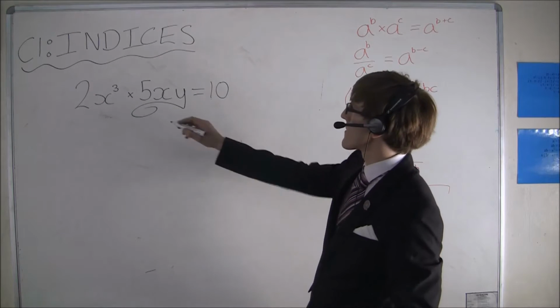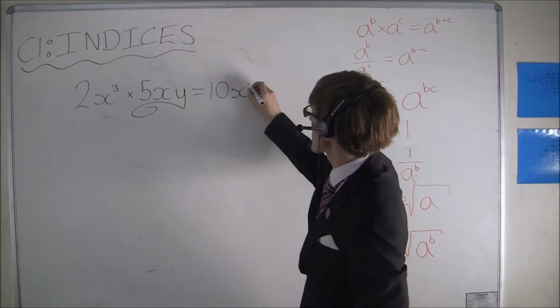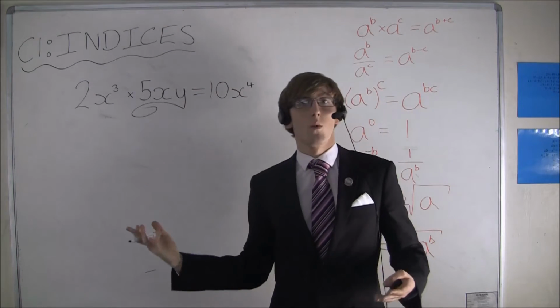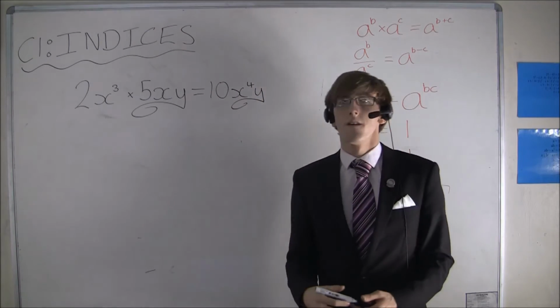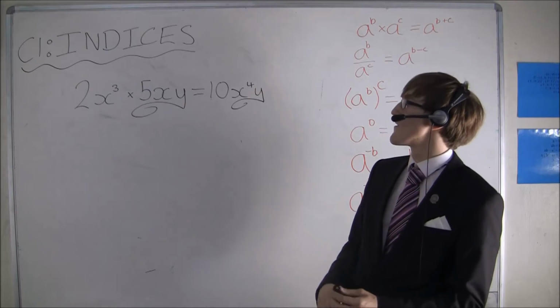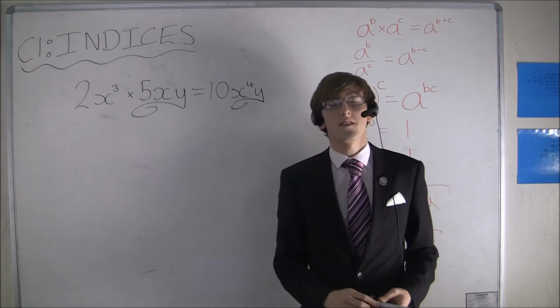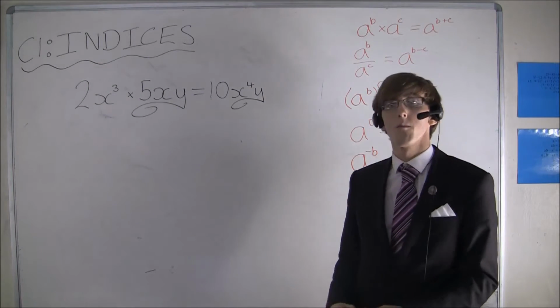So this is equal to 10 times x to the power of 4, and we only have one y, so we just multiply by that y. So our final answer is that 2x cubed times 5xy equals 10x to the power of 4 y.